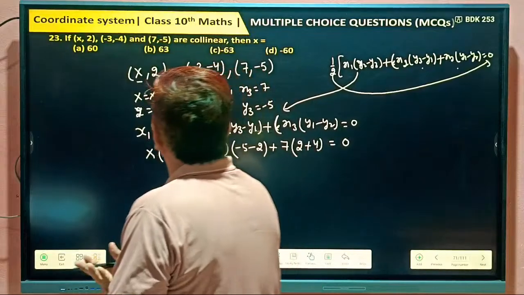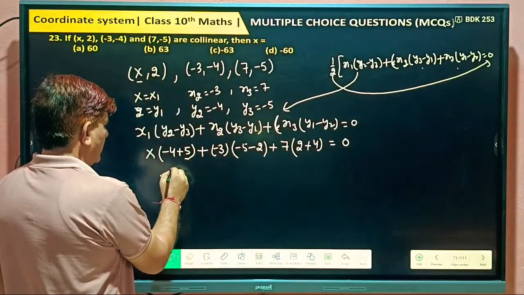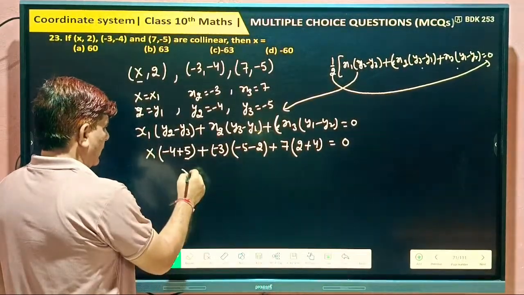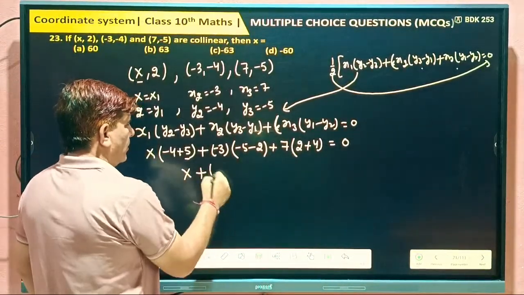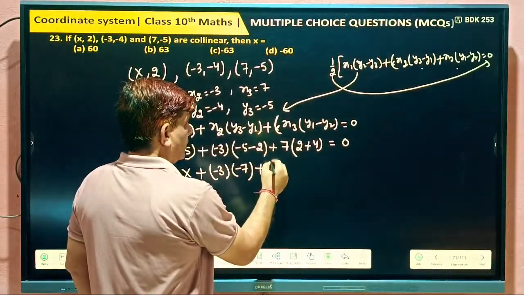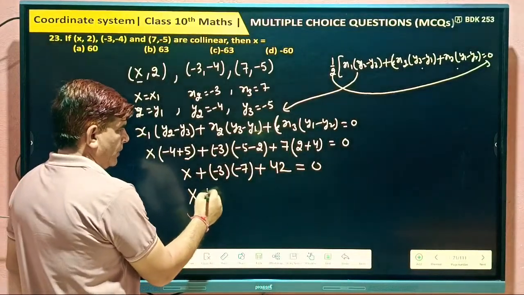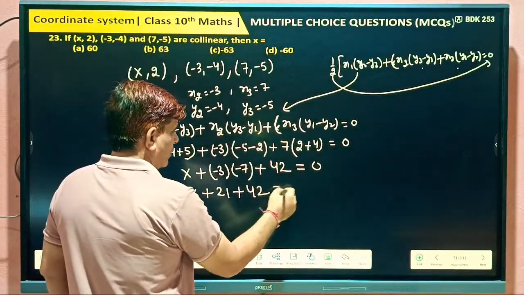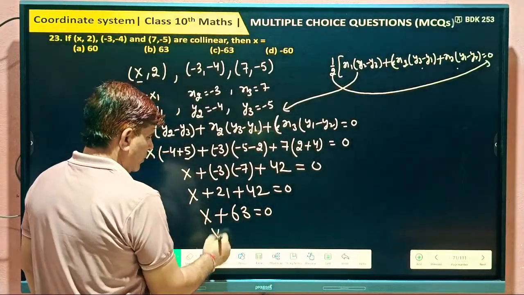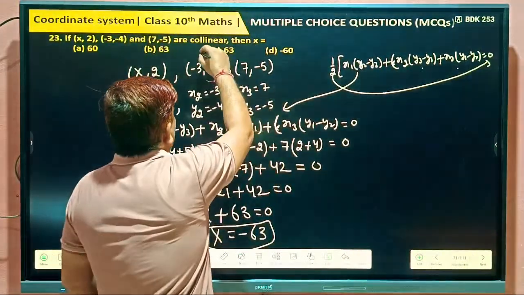Yesterday also I think I told this question. So what's coming? Plus x, plus minus 3 into minus 7, plus what? 42 equal to 0. So x plus 21 plus 42 equal to 0. So x plus 63 equal to 0. So what's the value? Minus 63. So what's your answer? C.